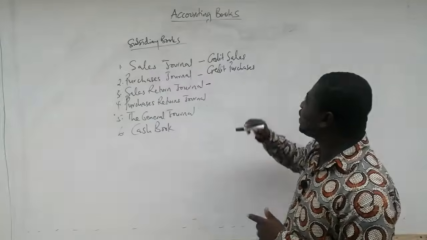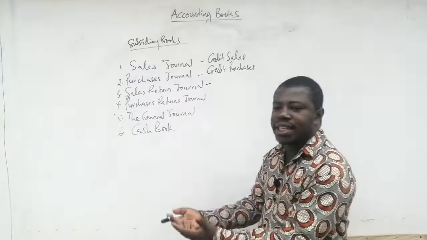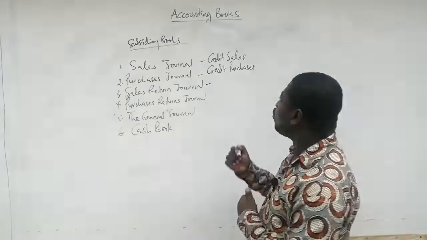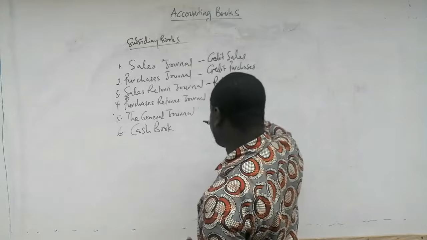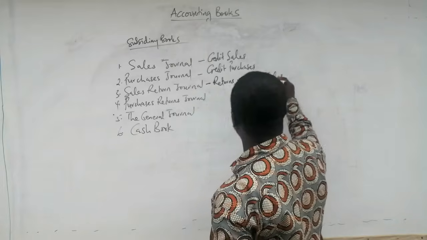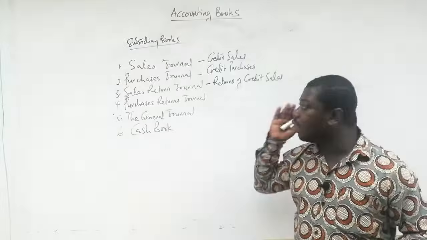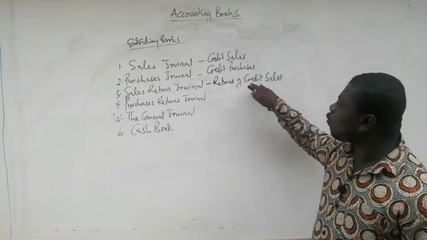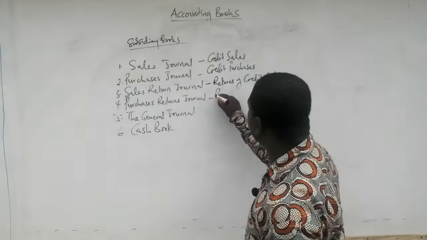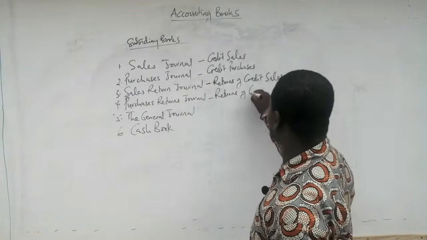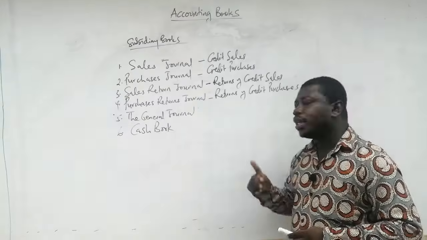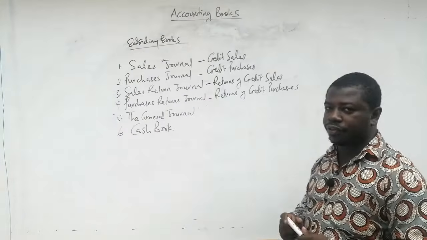When we make sales on credit and the customers decide to return some, maybe because they are faulty or for whatever reason, we record that in the sales returns journal. So returns of credit sales. It means the sales returns journal is specially made for returns of credit sales, and the purchases returns journal is also specially made for returns of credit purchases. These are all specially made for just one single type of transaction.